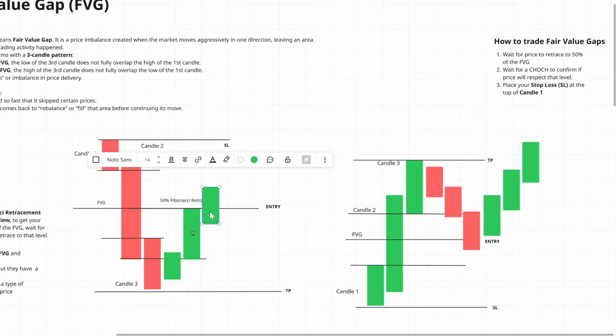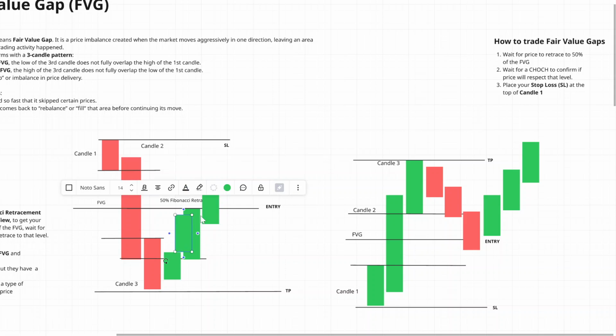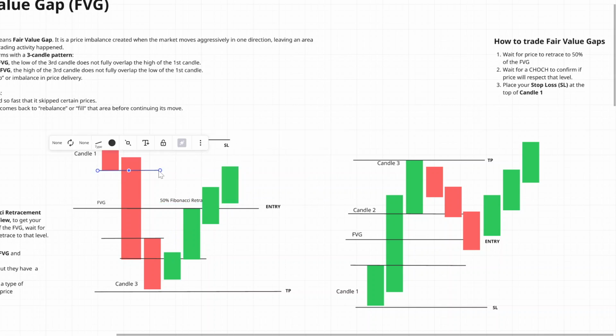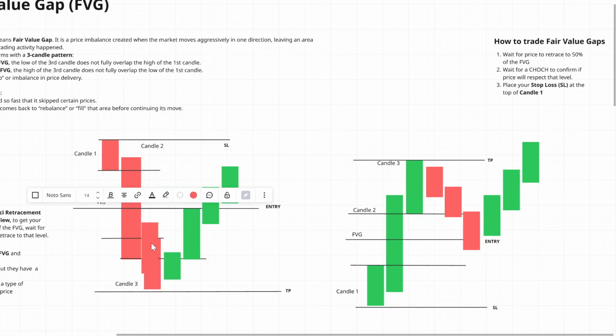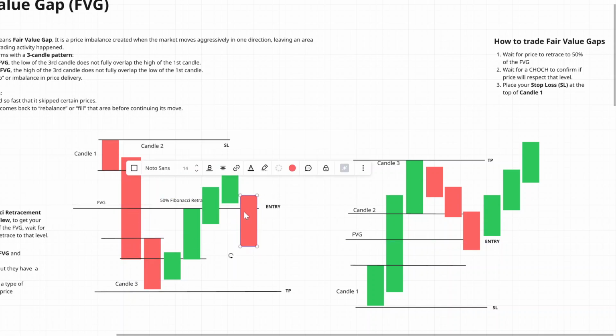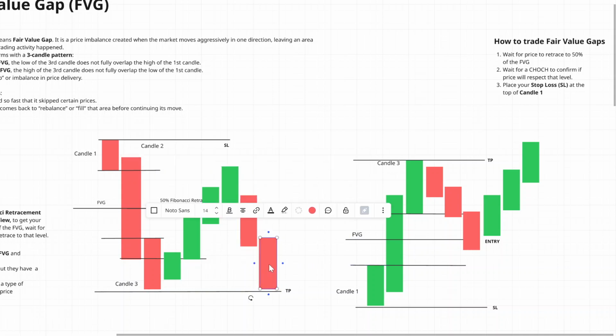Sometimes it will go beyond this 50% level and then go straight to this origin, which is your candle 1, and then you see a dump to the downside. But basically, for the sake of this class, we're going to be working with that 50% level. So let me remove all of this.